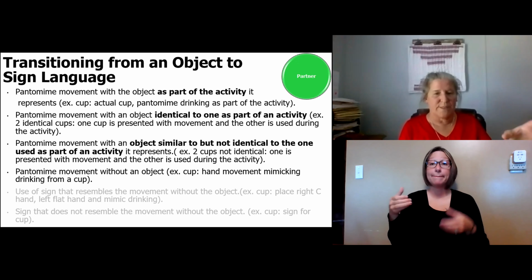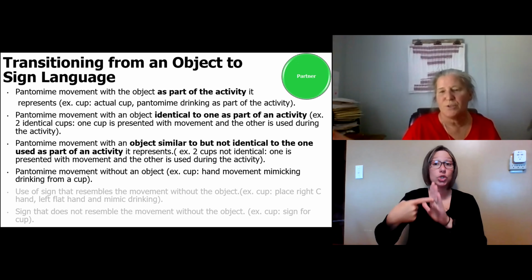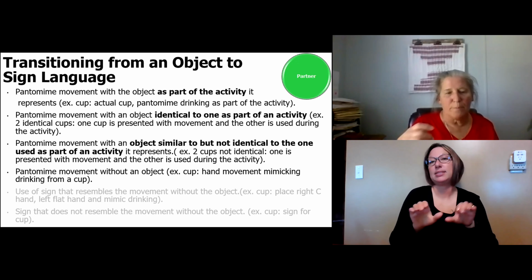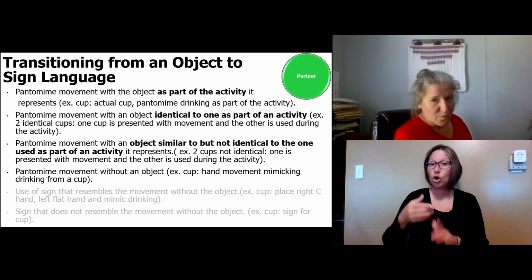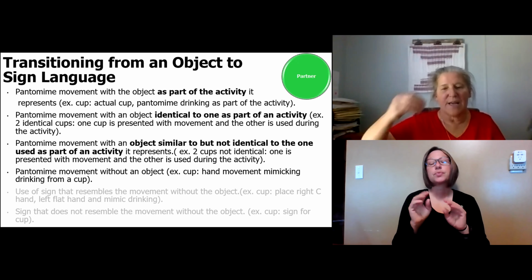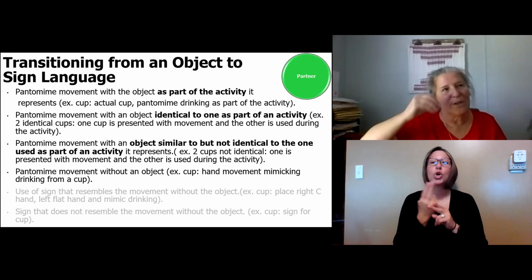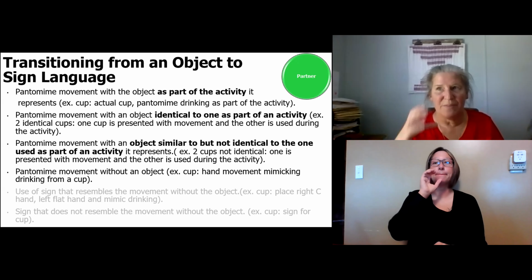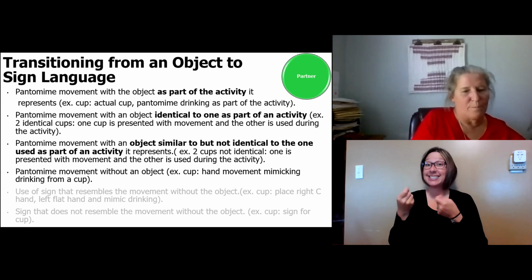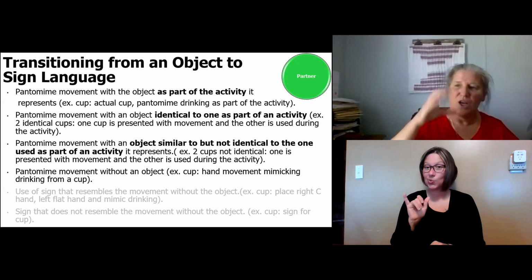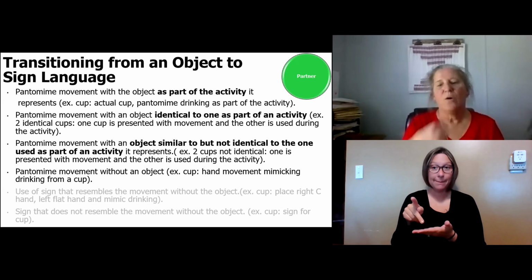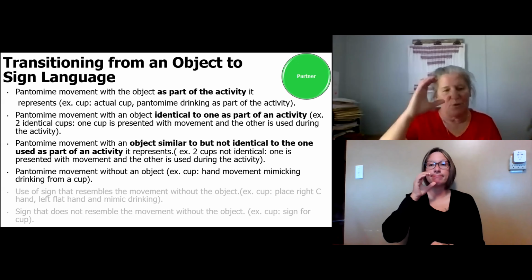One is presented with the movement and the other is used during the actual activity. So I have the same thing. And then I'm going to start pantomiming that movement with those. And then hopefully we're going to have a cup and we're going to drink, and I'm pantomiming the movement of the sign that I want to use for drink. And instead, I'm going to start fading away that object so that we are using the sign for drink instead of having to have the cup or the hand movement mimicking.